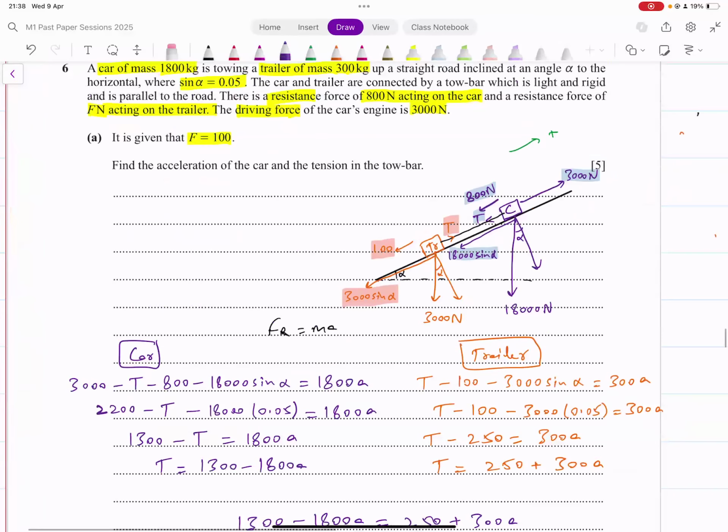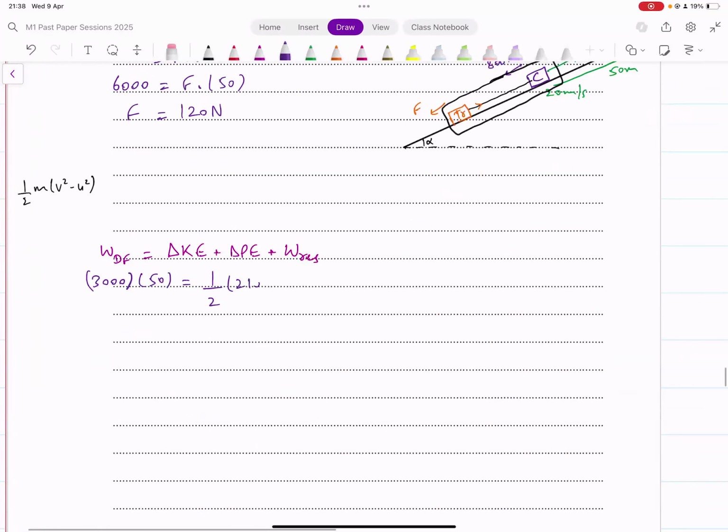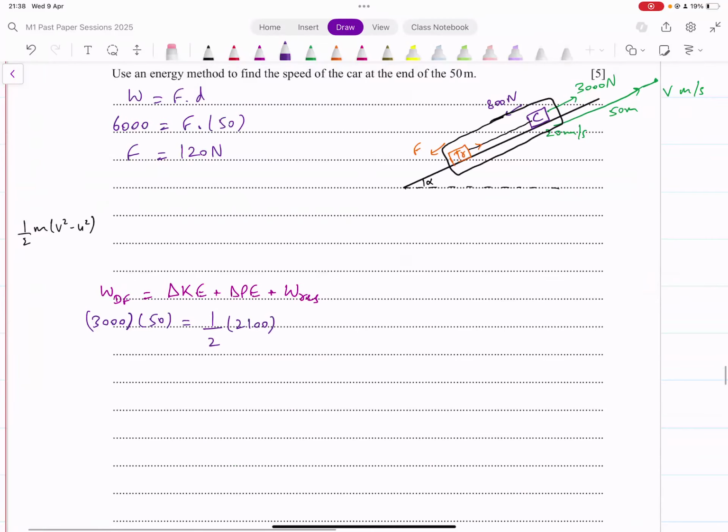1800 plus 300, that becomes 2100. So 1/2 into 2100 into v squared minus u squared. Final speed is v, that's v squared, minus u squared. Initial velocity, that was 20, so minus 20 squared. That's the change in kinetic energy, right? This is what I've written here.